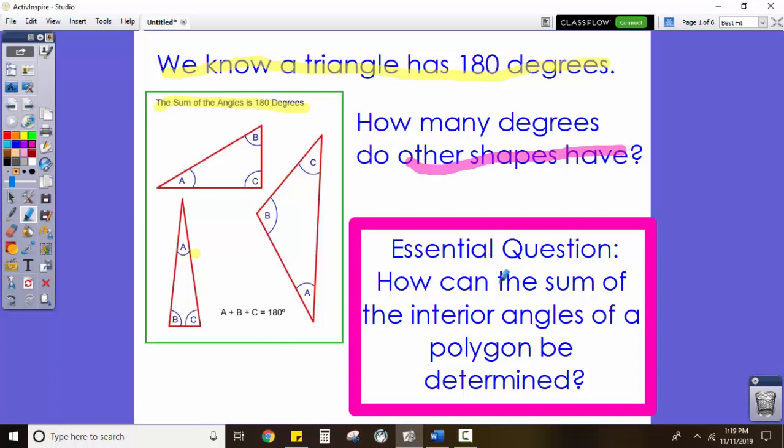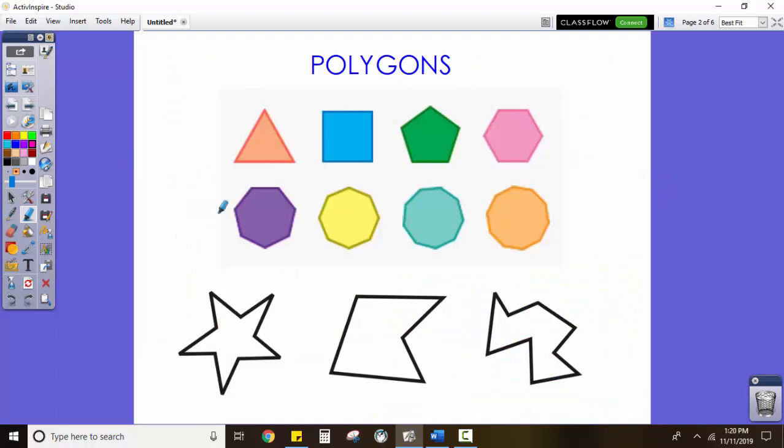So our essential question is, how can the sum of the interior angles of a polygon be determined? And to understand this, we first need to look at the word polygon and understand, well, what is a polygon? So if we look right here, these are all polygons. All a polygon is, is a shape made out of straight lines that is enclosed. So you can see they all start and end at a point. They're enclosed. They don't have any lines that cross over, even though they could look really irregular like these bottom three here. So these are all polygons.